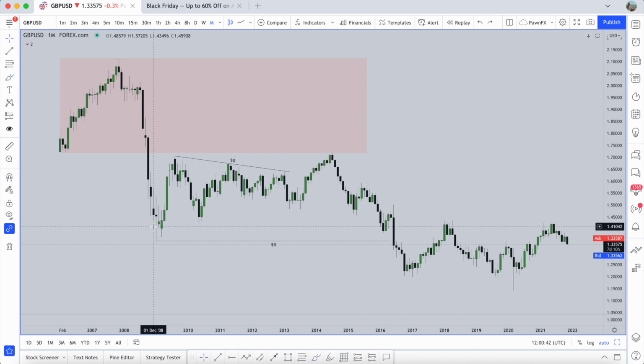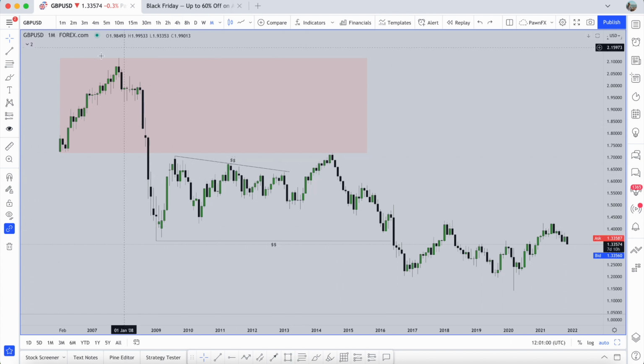Remember, the market is very fractal, okay? So everything that you can see on this monthly time frame, do not take it as just the monthly time frame. This is how you get started. This is how you begin your analysis, okay? This is how you understand where the market wants to go, okay?